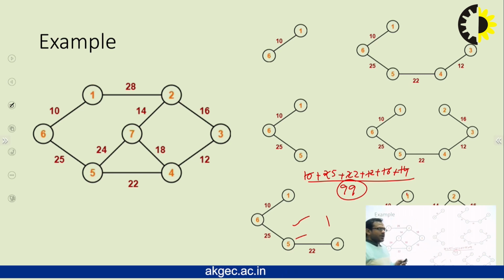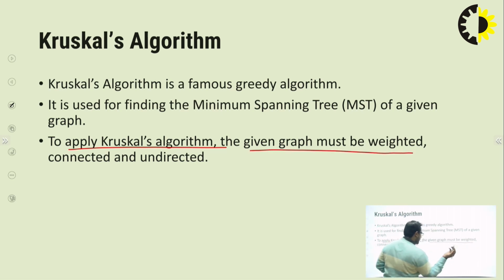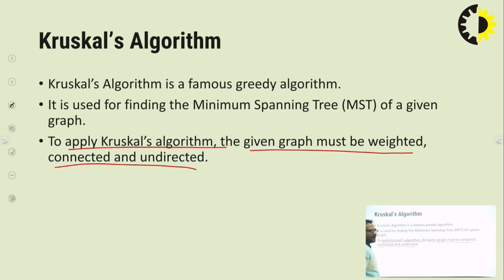Apart from this, if I'm going to discuss Kruskal's algorithm, this is another famous greedy algorithm which is also used for finding the minimum spanning tree. So the concept of minimum spanning tree is the same. You have one graph, right? To apply the Kruskal algorithm, the given graph must be weighted, connected and undirected, just the same as in Prim's algorithm. So in the same graph, you can apply either Prim's or Kruskal's algorithm. Both are famous greedy algorithms and both are used for the minimum spanning tree.